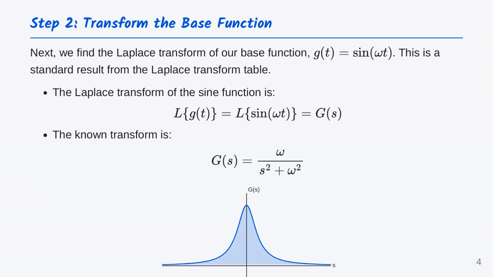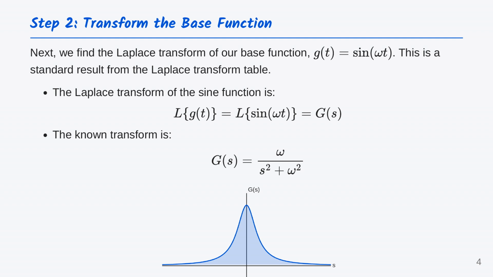Moving on to step 2, we need to find the Laplace transform of our base function g of t, which we now know is the sine of omega t. The good news is that this is a standard result that you can find in any Laplace transform table. The Laplace transform of g of t, which is the Laplace transform of the sine of omega t, gives us a function we'll call G of s. And that known transform is G of s equals omega divided by s squared plus omega squared.